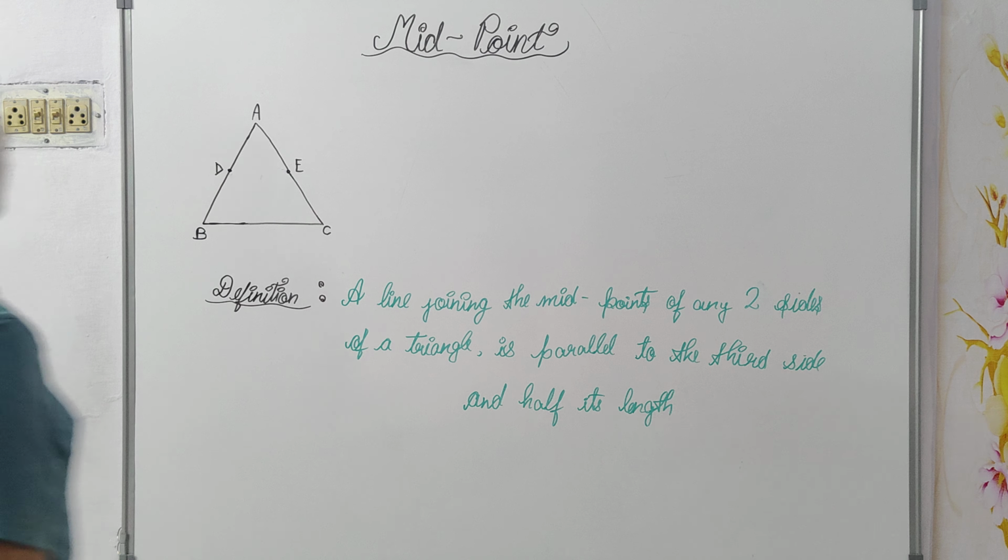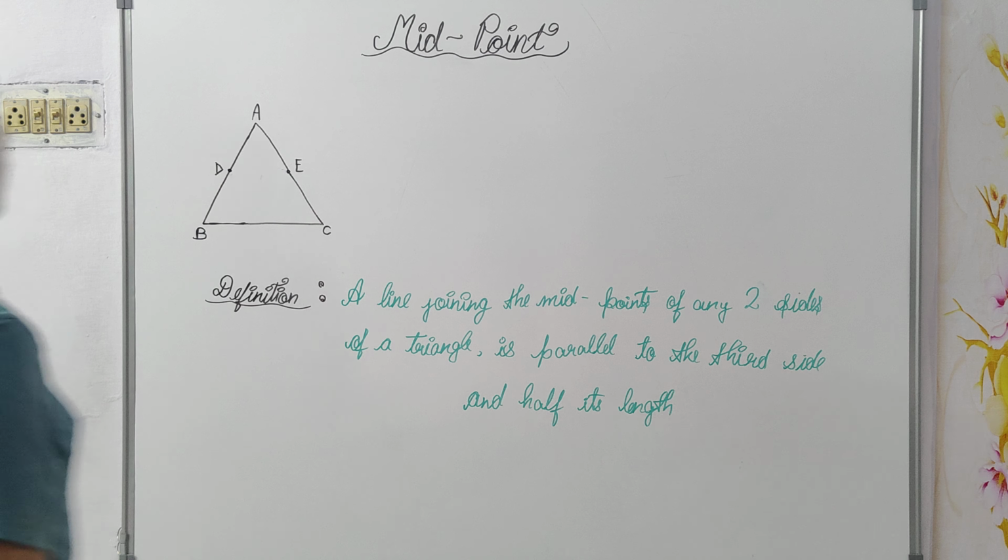Firstly, this theorem defines a property of a triangle, which is always true for all types of triangles, whether equilateral, isosceles, or scalene. So let's imagine we take a triangle ABC, and on two of its sides we have taken their midpoints, which are D and E.